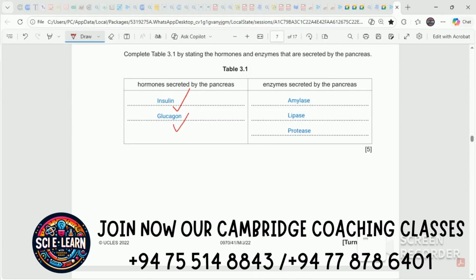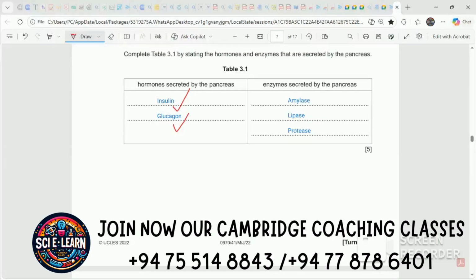Good. So what is the purpose of insulin? Why is it secreted? To lower the blood glucose concentration in the body by converting glucose to glycogen. Yes. So what it does is store the glucose, converting it into glycogen and storing it in the liver. That is the process of insulin.